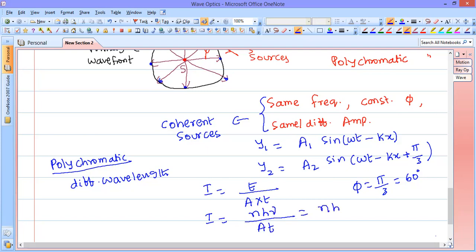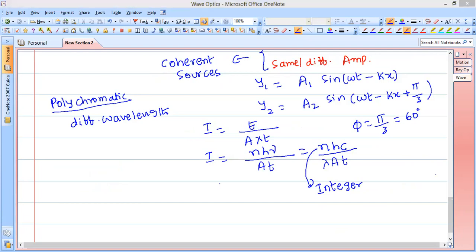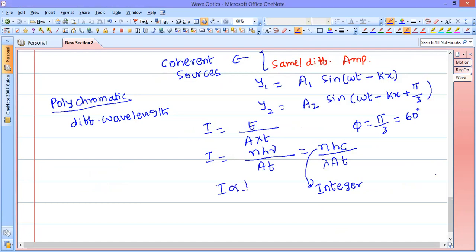Nu means frequency. So E equals n h c by lambda, okay? Where n is an integer, h is the Planck constant and c is the speed of light. So we can say that intensity is inversely proportional to wavelength. Fine.